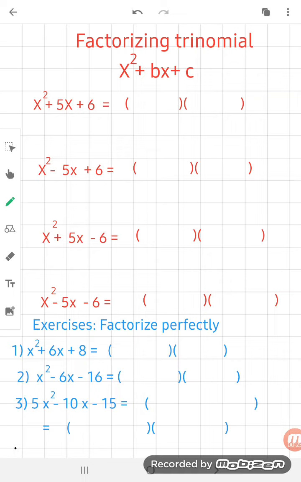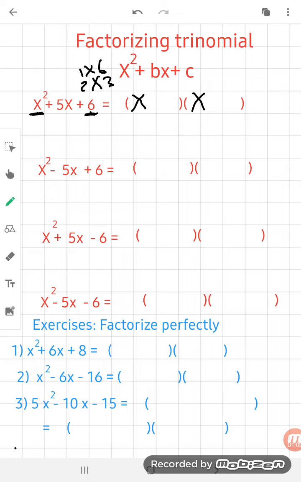The first rule in factorization is we factorize the first and last terms only. Again, we factorize the first and last terms only. So, how can we factorize x power 2? x by x. And how can we factorize 6? 6 is 1 multiply 6 or 2 multiply 3.